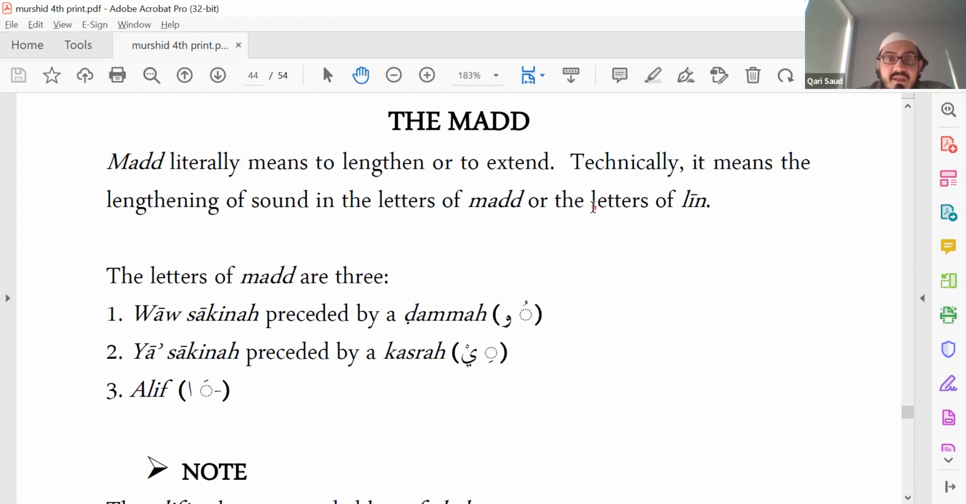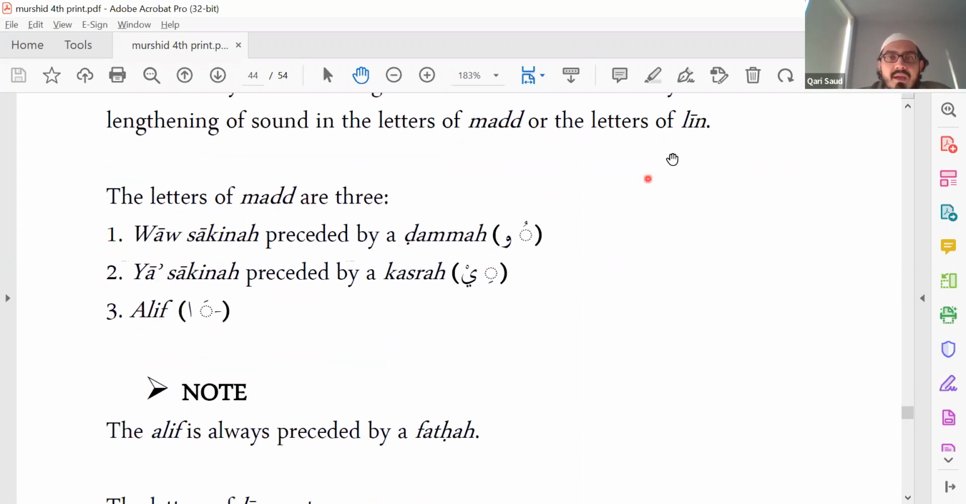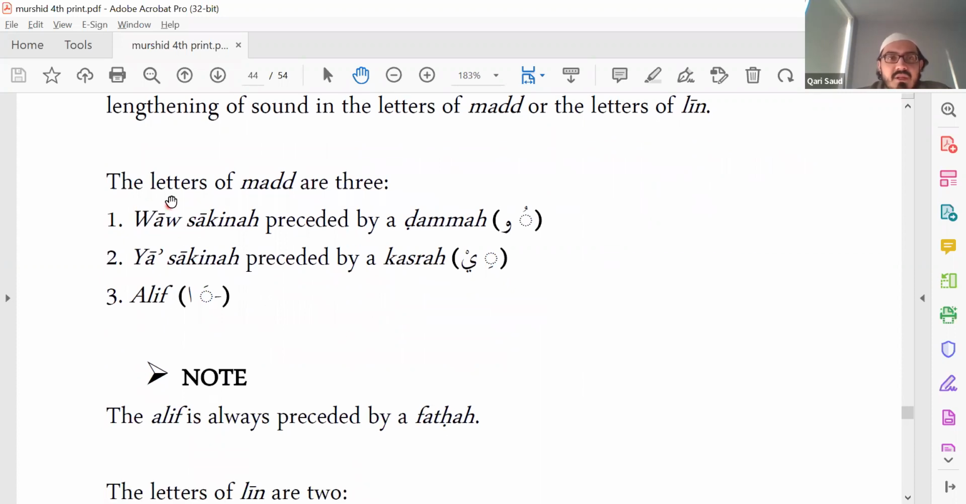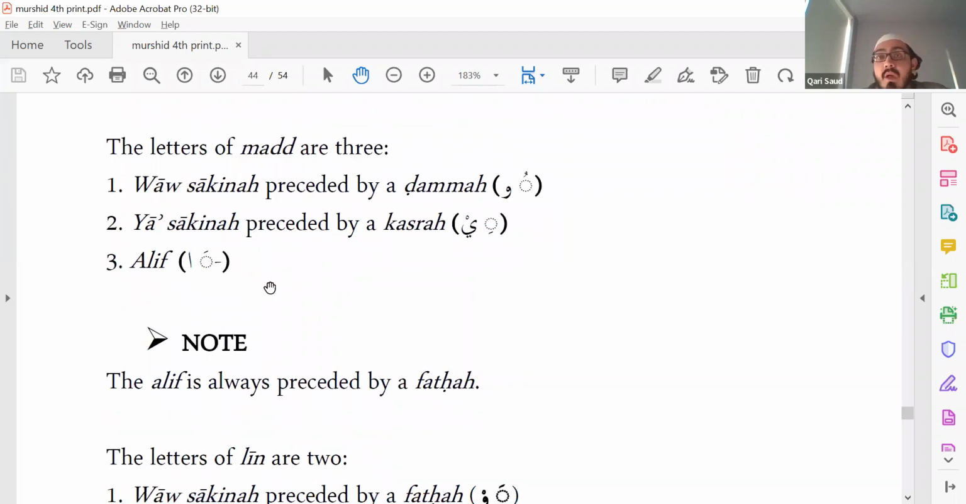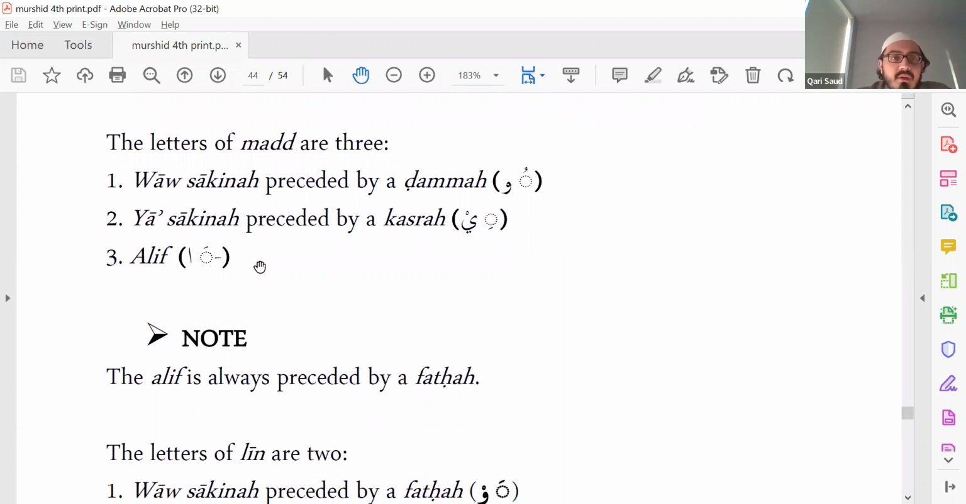Technically means, again, what? According to the qurra, the scholars in the field of tajweed, it means the lengthening of sound in the letters of med or the letters of lin. Again, the letters of lin, we'll get to that. So the letters of med are 3: a waw sakina preceded by a dhamma, so we have a waw before there's a dhamma, oo sound. Ya sakina preceded by a kasra, so it's the E sound. And alif, which is always preceded by a fatha.